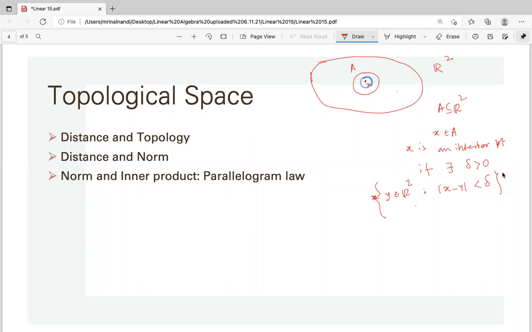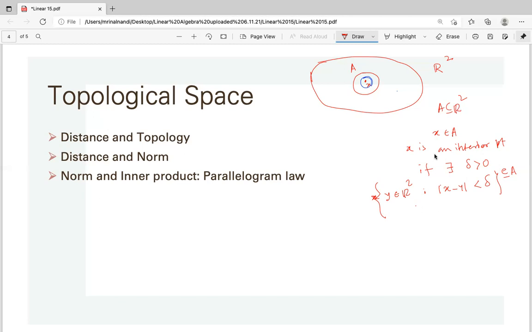Now, this obviously is a subset of R2. If it is a subset of A for some delta, maybe a small delta, then x is called an interior point. That means if you go slightly around that point, you are still in your own territory. A is your territory. But some points, maybe called boundary points, are such that whatever small delta you take, you always go outside. It's called the boundary. So this is the idea of topology. And if every point of A is an interior point, then A is called an open set.